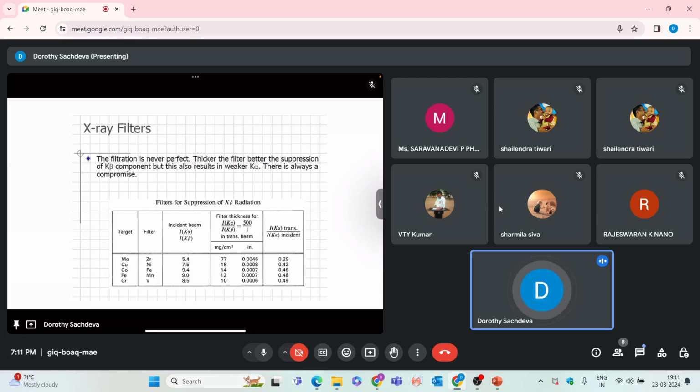So for different metals, when your target metal is molybdenum, you will have a zirconium filter. When it is copper, you will have a nickel filter. So depending upon your target material, you can have different kinds of filters. Like for cobalt, you can have iron. For iron, you can have manganese, and for chromium, you can have a vanadium filter. Is this thing clear to everyone?